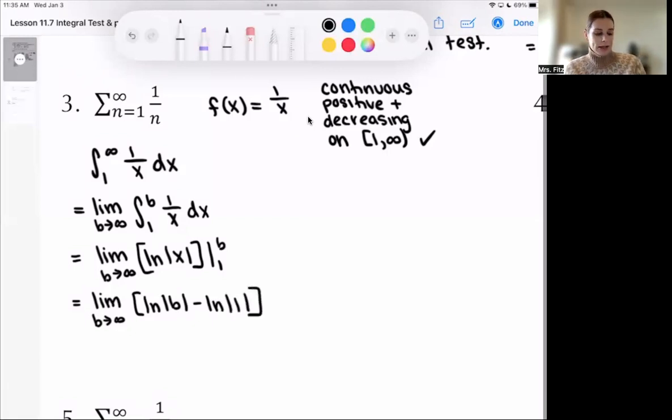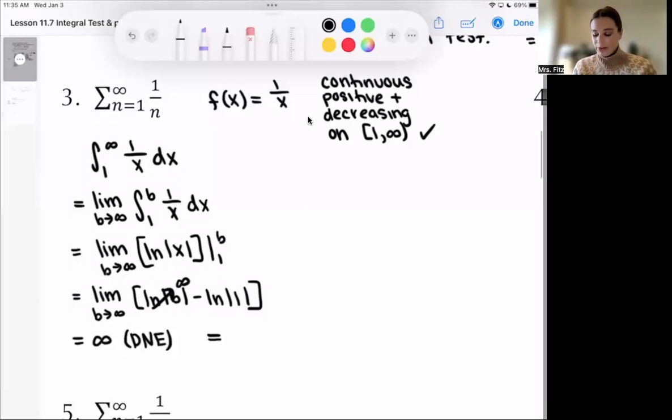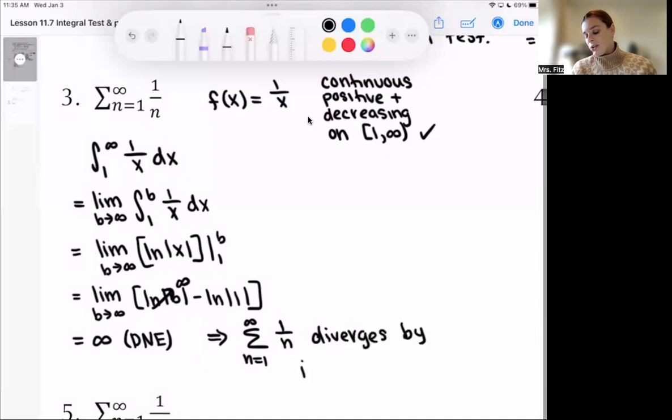Well, this is the same kind of situation, right? So the limit of natural log of b as b approaches infinity goes off to infinity, and we're subtracting off 0, which isn't going to change anything. So this does not exist. It diverges, right? So therefore, the sum from n equals 1 to infinity of 1 over n diverges by the integral test.